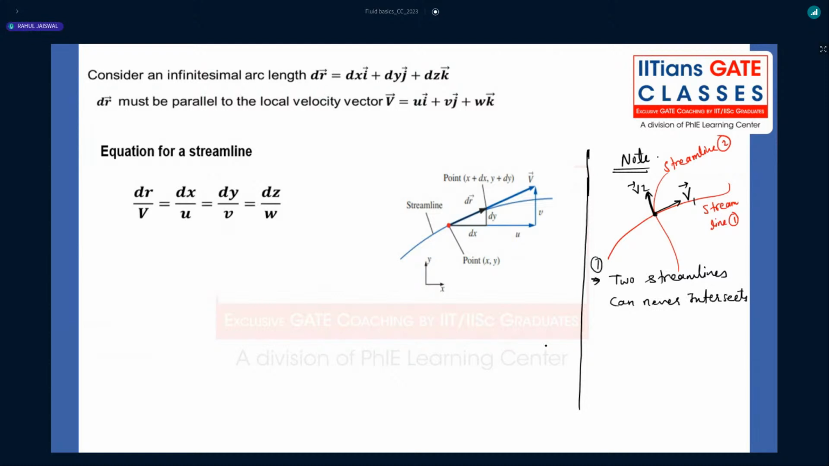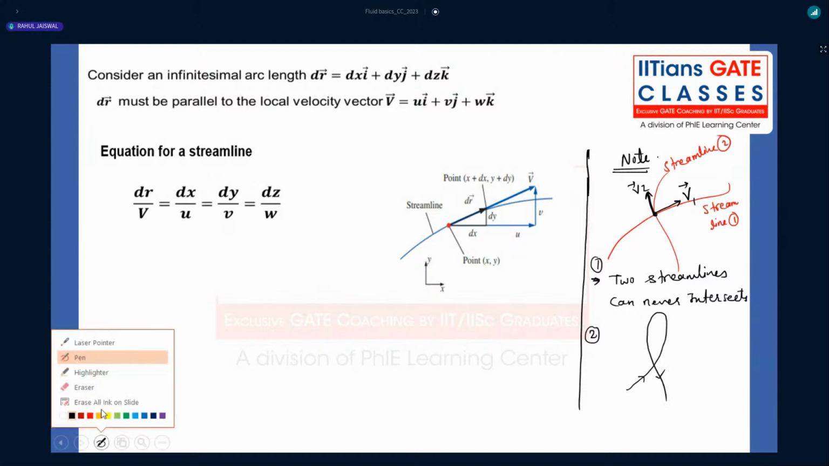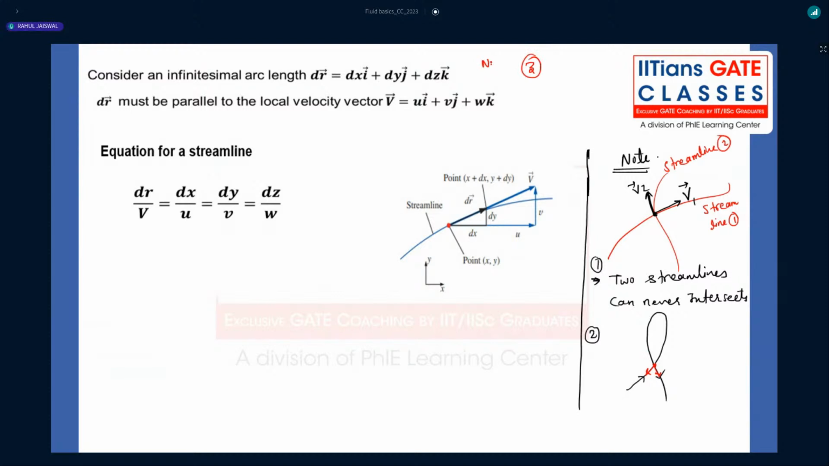That is the first note. Second, can a given single streamline intersect itself? That means a single streamline is there like this, but can it basically cross itself? That is again not possible, because at the intersection point you will once again have two directions of the velocity, right? Third point, I would like to tell, and that is very important.